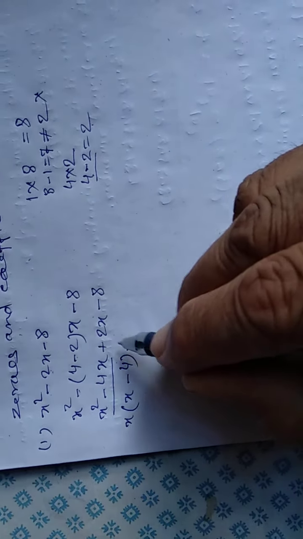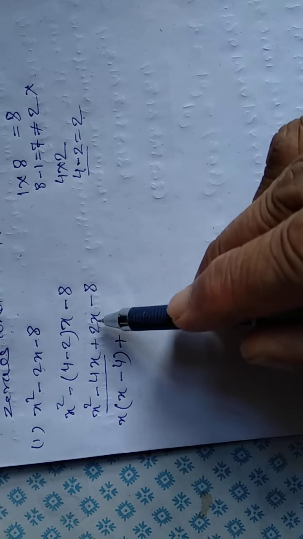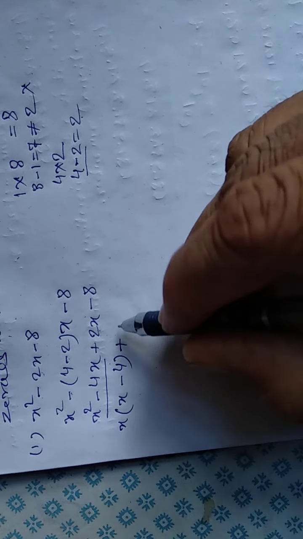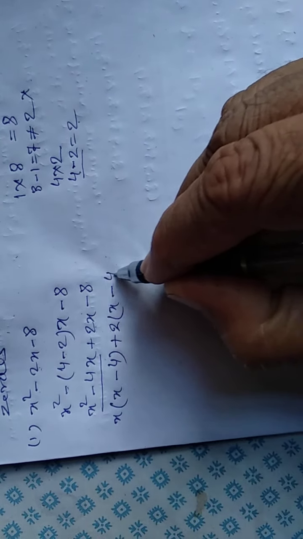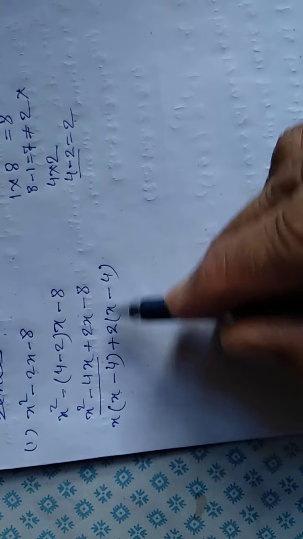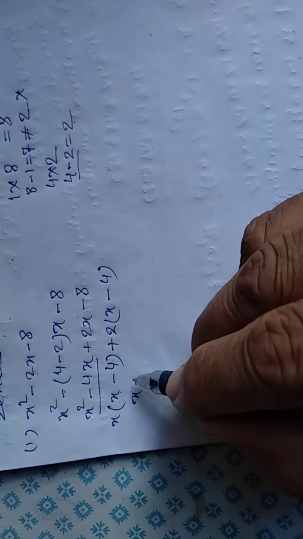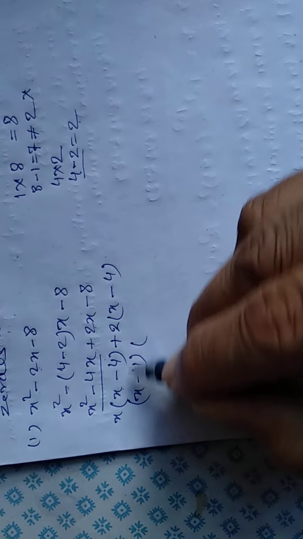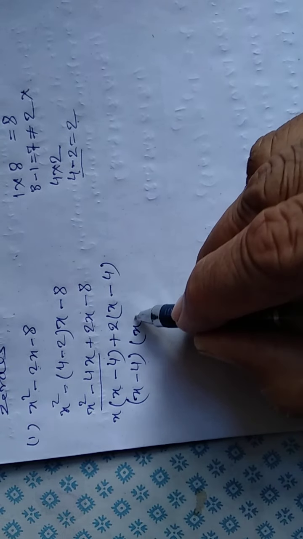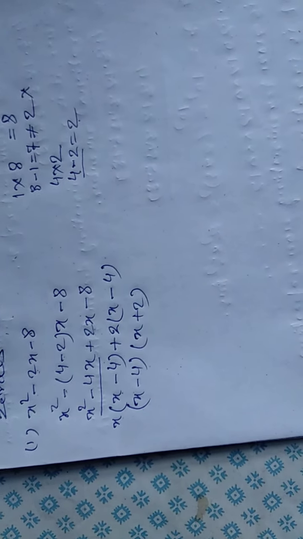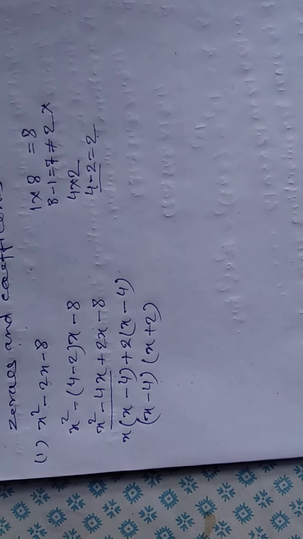Plus sign. Now what is common between these 2x and 8? 2 can divide 2 and 8 both. So 2 is common. Here you will get x minus 4 and 4 twos are 8. Now x minus 4 is common and you will take x minus 4 common. Then here you will get x plus, and at this you will get 2. These are the two factors of the given polynomial.